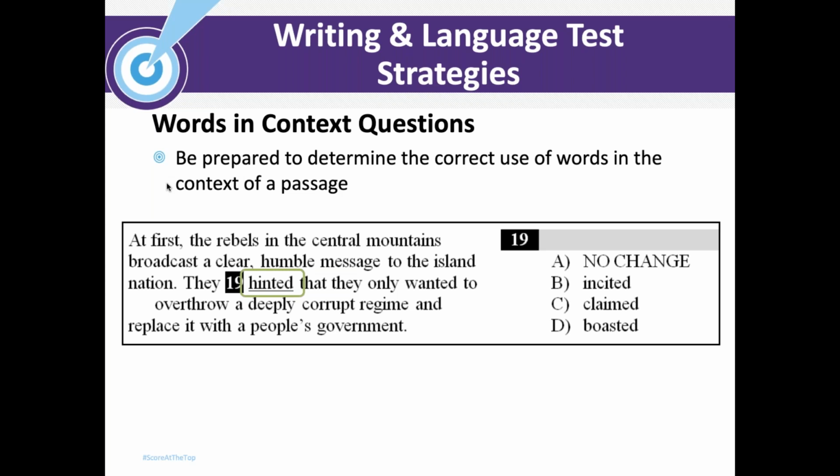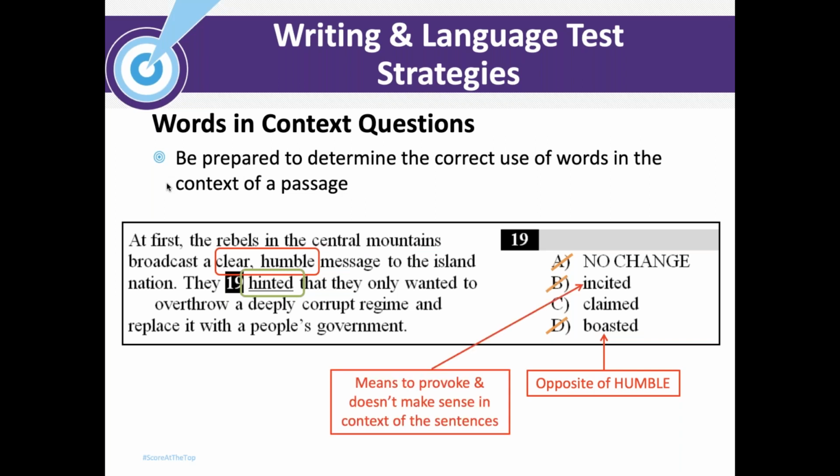So I first of all circle my word. I look at hinted. And I'm talking about a clear and humble message. So I'm not going to hint at a clear message. I'm going to be pretty clear about it, so I can get rid of no change. Boasted is the opposite of humble, so I can get rid of answer choice D. Incited means to provoke and really doesn't make sense here. They're not doing any inciting here in the context of the sentence. So by process of elimination, claimed makes sense.